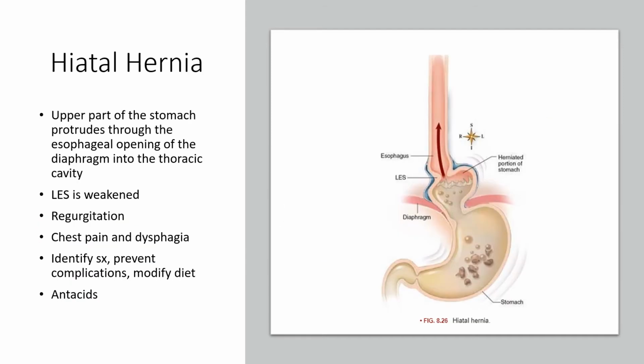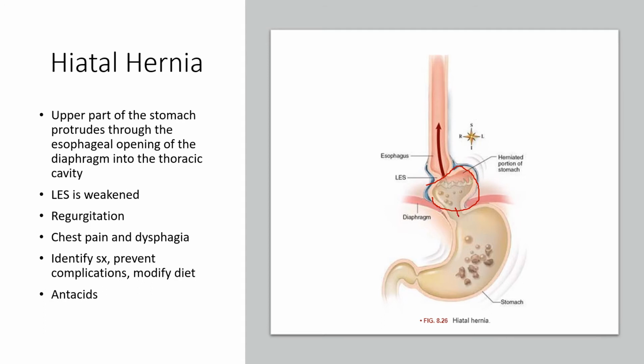A hiatal hernia is a defect in the diaphragm that causes a segment of the stomach to slide into the thoracic cavity. So what is actually happening is the upper portion of the stomach is going to protrude through the esophageal opening of the diaphragm and into this thoracic cavity.